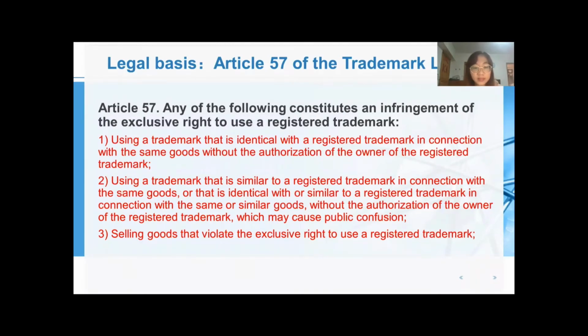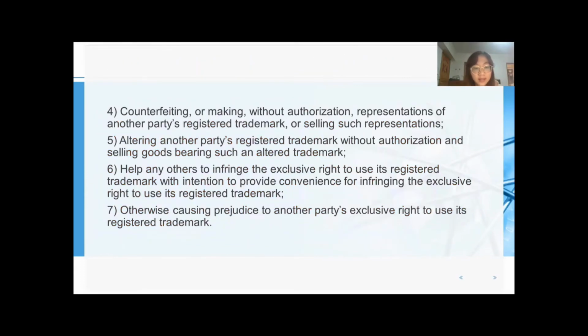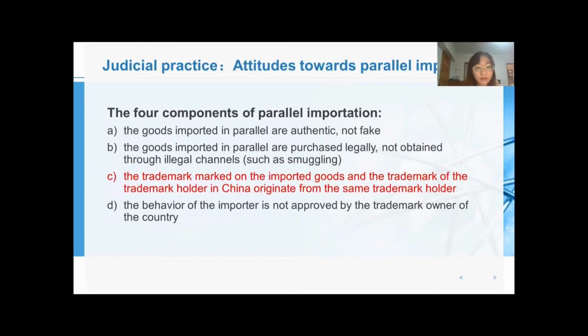There are fewer cases of judicial administration in paragraph 4 and 5, and even less in paragraph 6 and 7. So far, no trademark infringement judgment has been made by applying paragraph 7 alone. Here are 4 components of parallel importation. Among them, C is the premise to discuss the problem of parallel importation. Because if a foreign trademark belongs to A, the domestic trademark belongs to B, and A and B are not the same subject, then there is no problem of parallel importation.